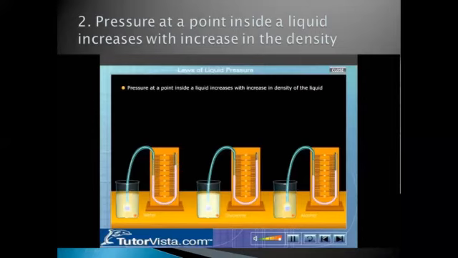Now we have arranged a pressure funnel for this, so it gives the pressure to the manometer. So here water is there, glycerine is here, and here alcohol is there. First we will dip all three funnels to the same level and we will check out the pressure.